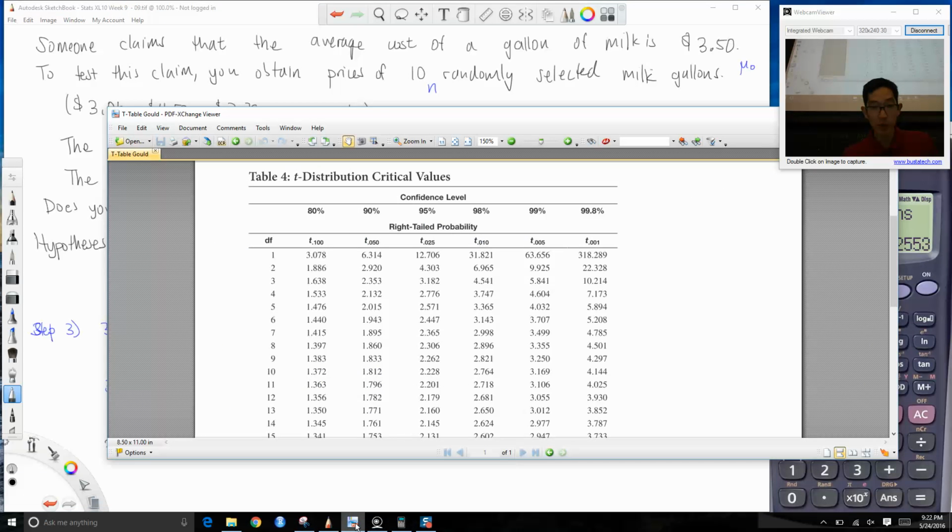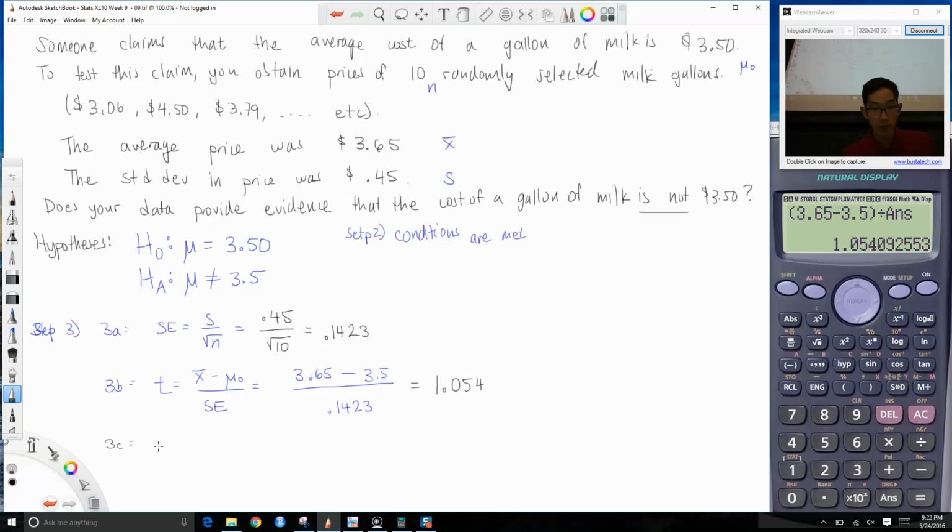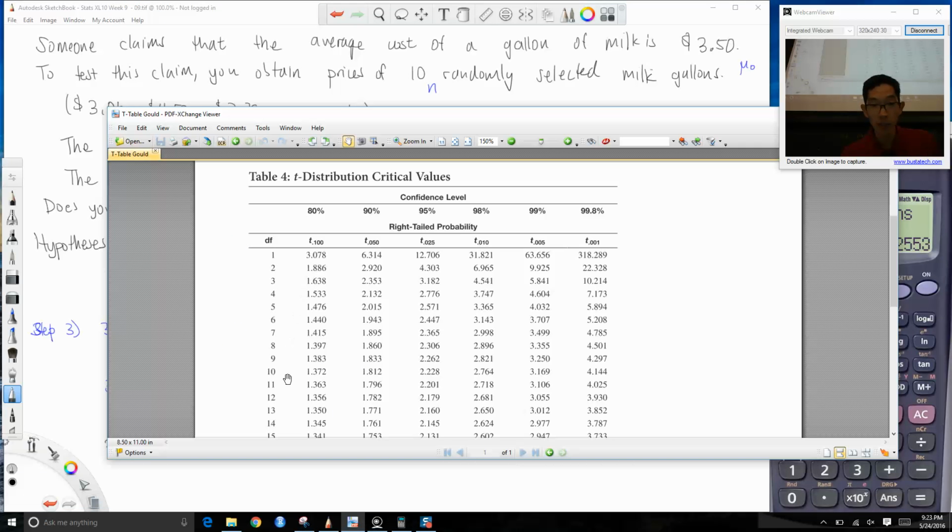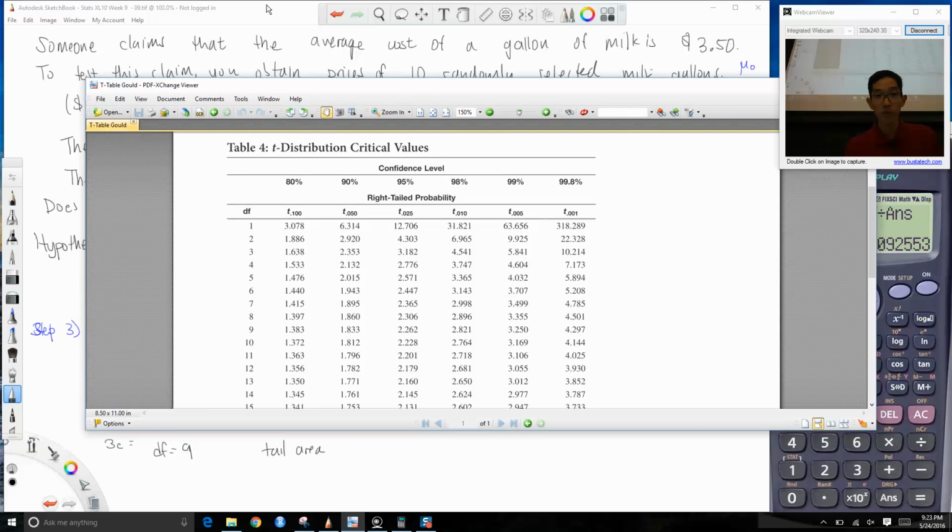How many degrees of freedom do I have? 9 degrees of freedom, and we're looking for 1.054. So my tail area, according to the table, go to 9 degrees of freedom. The first number is 1.383. 1.054 is smaller than that, so my corresponding tail area is greater than 0.1.